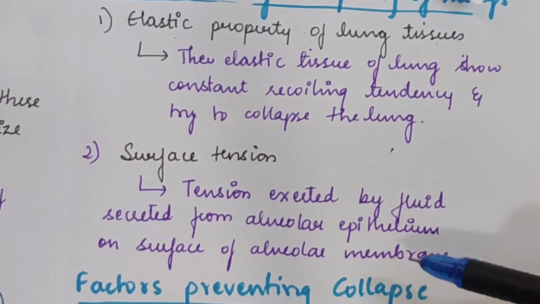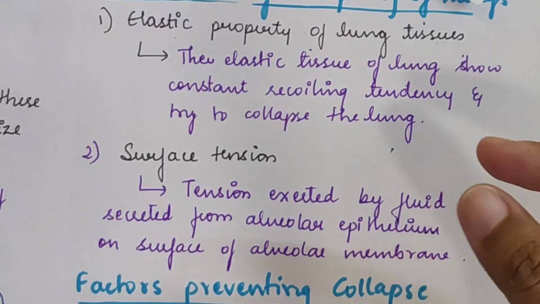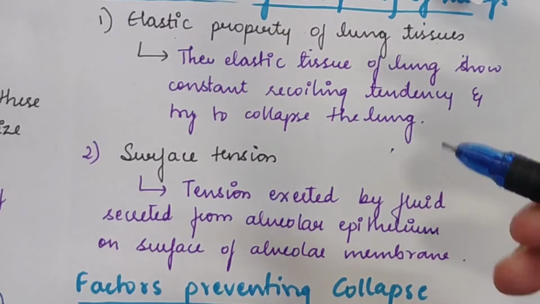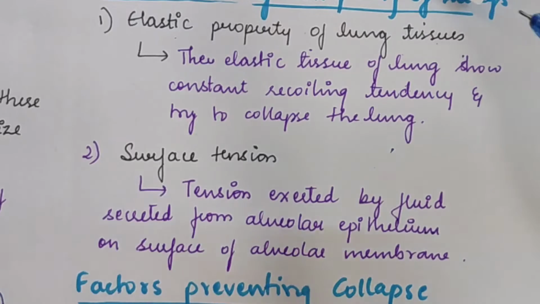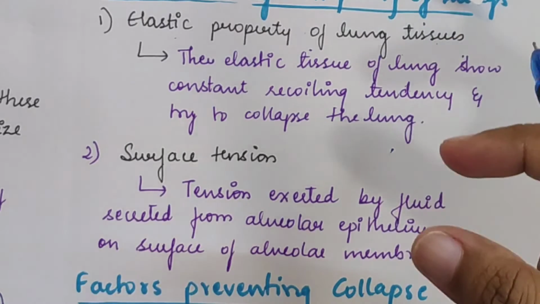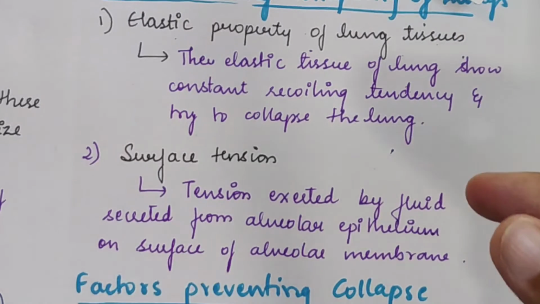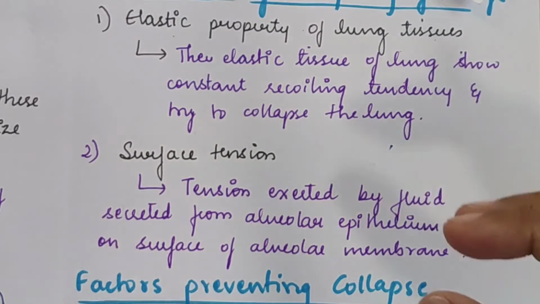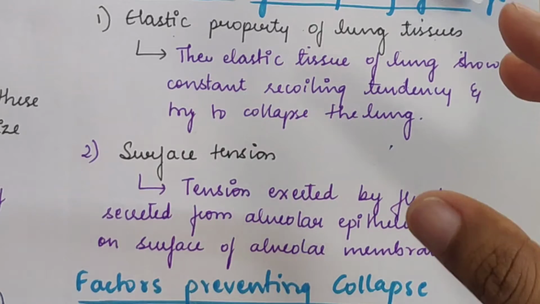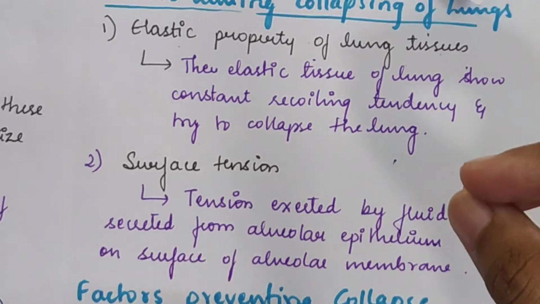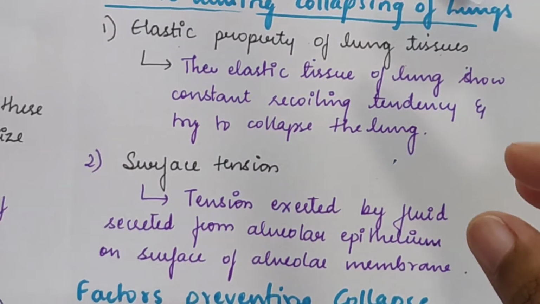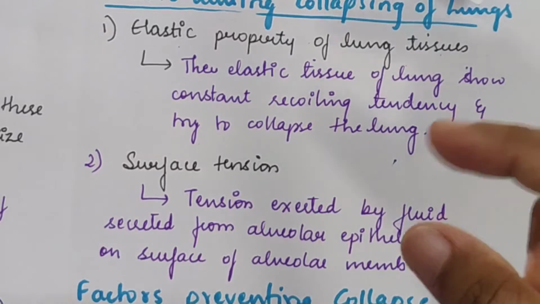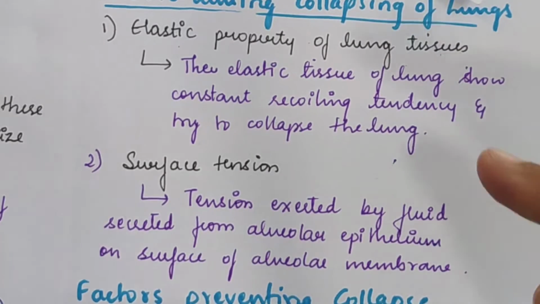Inside our alveoli, the tiny air sacs, there is a thin film of fluid lining. Now this fluid creates a surface tension, a force that tries to shrink the alveoli. It makes them collapse. Think of how water droplets stick together, that is surface tension in action. If unopposed, this force would make the alveoli collapse.